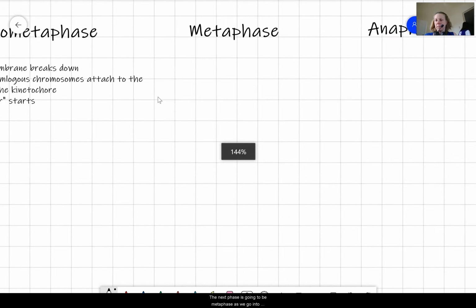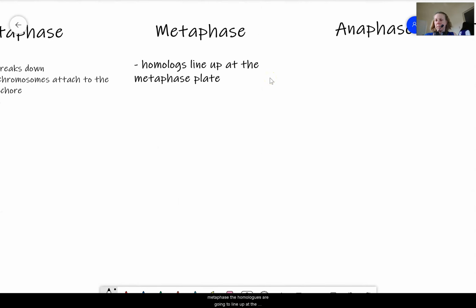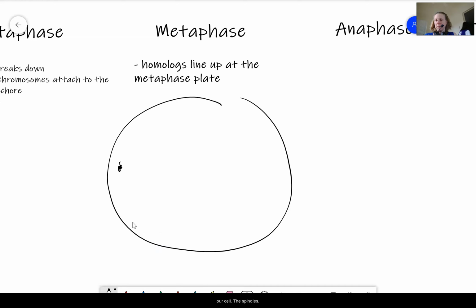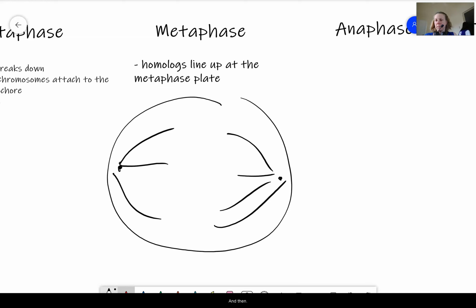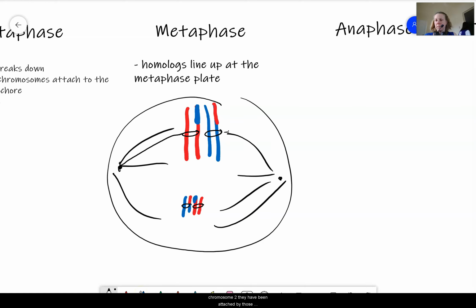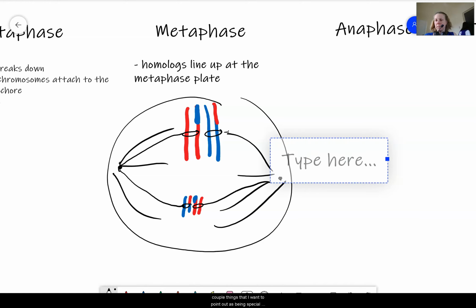Right. The next phase is going to be metaphase. So as we go into metaphase, the homologs are going to line up at the metaphase plate. What this means is that now we've got our cell, we've got the spindles at both ends, and then we have chromosome 1 and chromosome 2. They have been attached by those spindle fibers to the kinetochores, and they're going to line up at the metaphase plate. There are a couple things that I want to point out as being special about this. The first one is that the sister chromatids are still together.